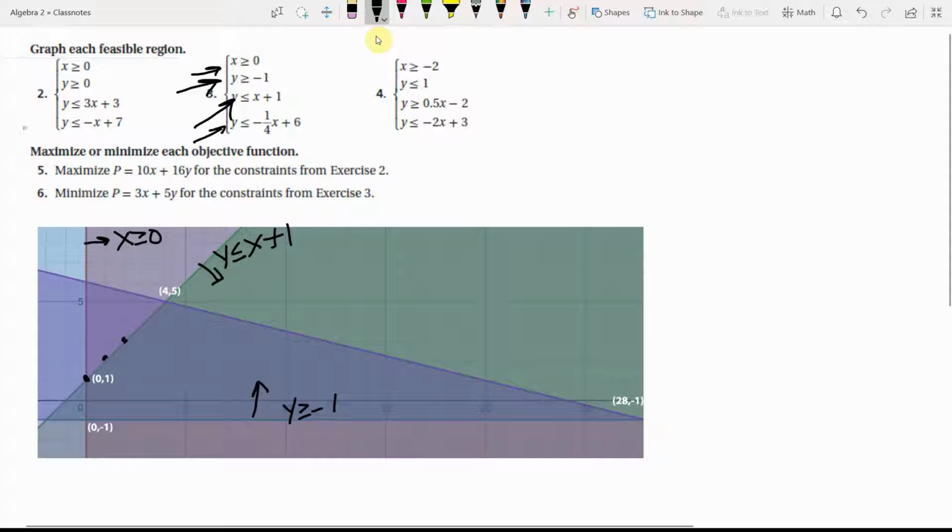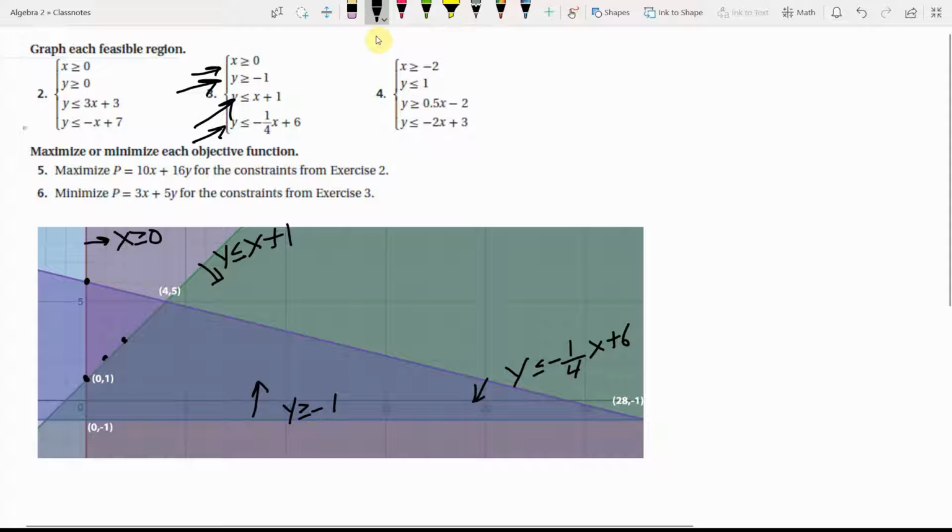And then finally I have y is less than or equal to -1/4 x plus 6. Y-intercept is 6, I'm sorry. I go down 1 and over 4. And so here is the line y is less than or equal to -1/4 x plus 6. And there again I have to be below that line.